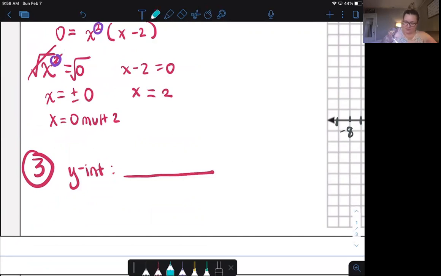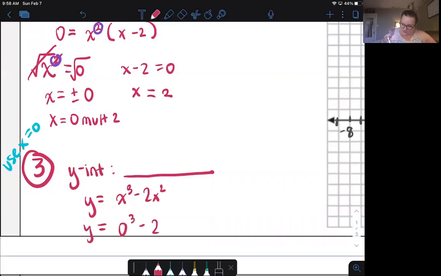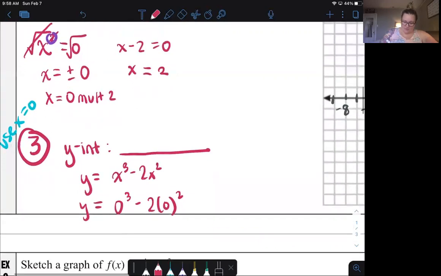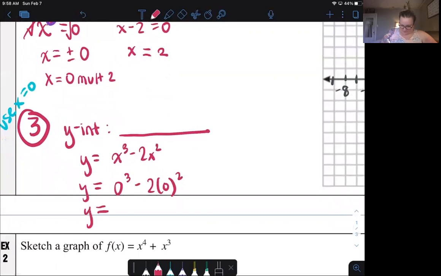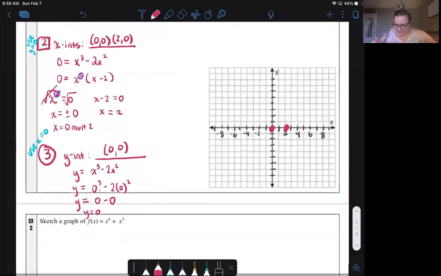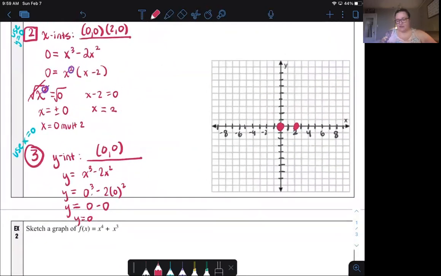Remember, whenever we find our y-intercept, we use x equals 0. So we're going to have y is equal to x cubed minus 2x squared. Y is equal to 0 cubed minus 2 times 0 squared. Well, that ends up with 0 minus 0, which is just 0. So our y-intercept is 0, 0, which also happened to be one of our x-intercepts, which is fine. That's totally allowed. So our y-intercept and our x-intercept are both at 0, 0.